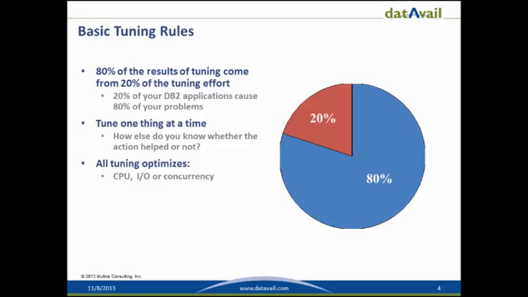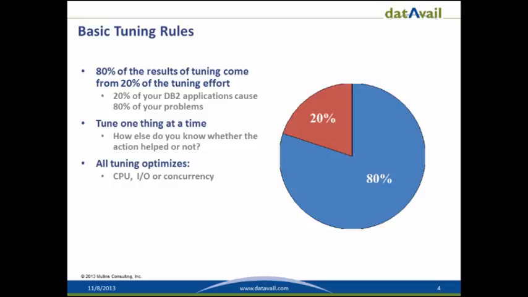Or alternately, 20% of the applications are causing 80% of your problems. And most DBAs know who those bad boy applications are. The nugget of information you can take out of this is that you can optimize your ROI from a tuning perspective by focusing on the 20% that's causing most of the problems or that will deliver most of the results. In other words, don't boil the ocean.